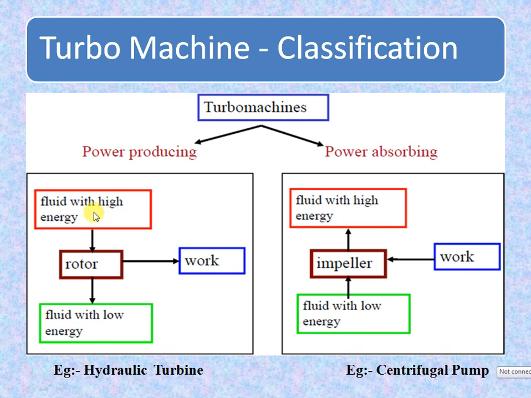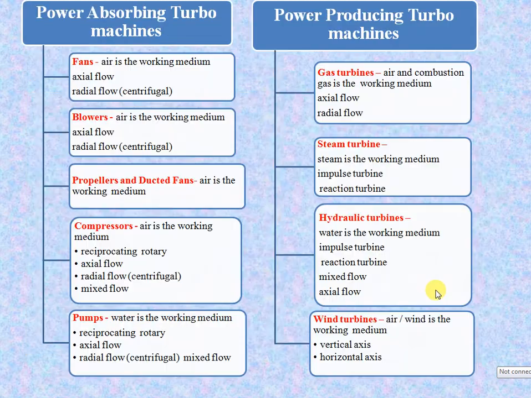The fluid with high energy enters a rotor. The turbine extracts the energy and produces the shaft work, mechanical work, and the low energy fluid exits from the rotor. But in a pump, we have to supply some external work, that is electricity. So the impeller rotates, the impeller work is supplied to the fluid, and we get a high energy fluid. So it is a basic arrangement for a turbine and a centrifugal pump.